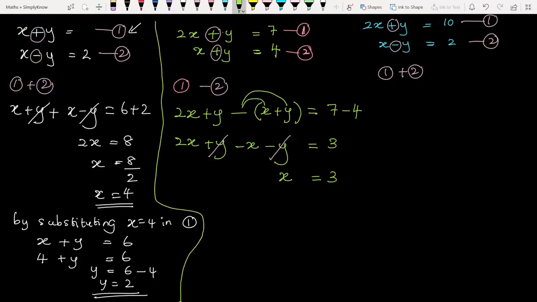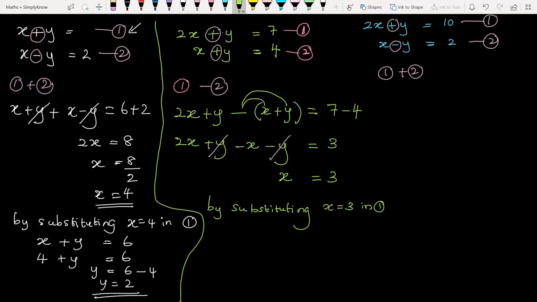Now let's solve the second pair of simultaneous equations. Here we found earlier the x as 3. Now we need to find the value of y. So again we use substitution. So I'm going to substitute x equals 3 in equation 1. You can substitute into equation 1 or 2. But here I'm going to substitute into equation 1.